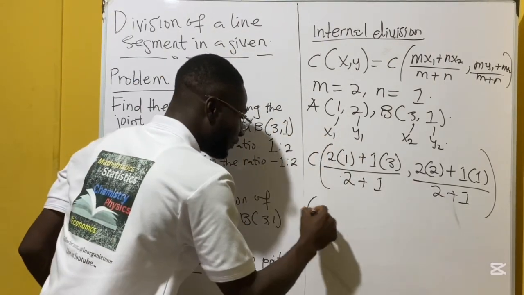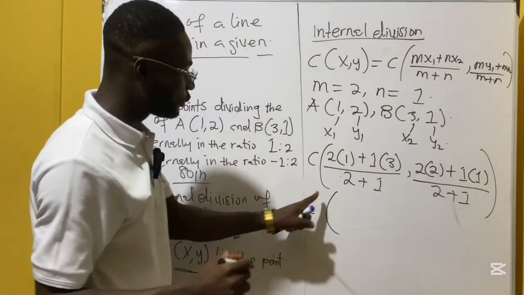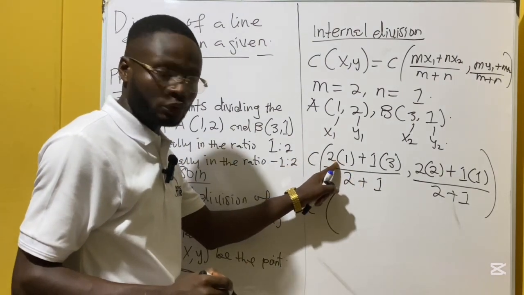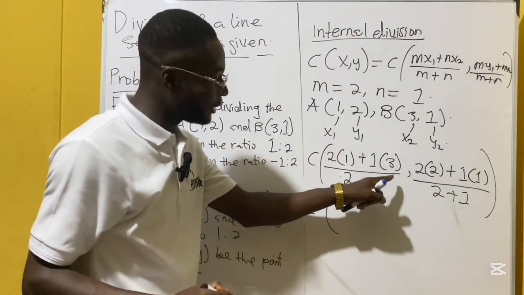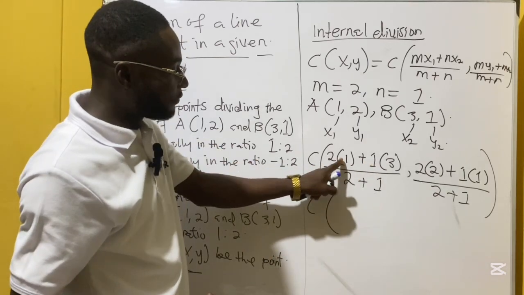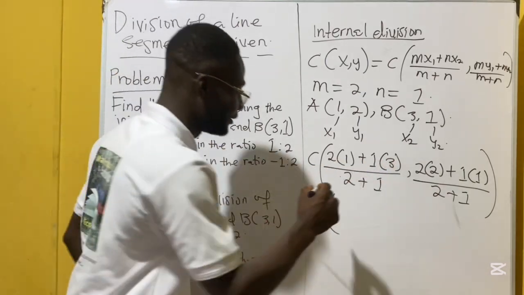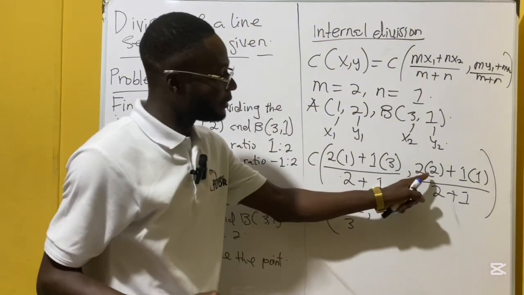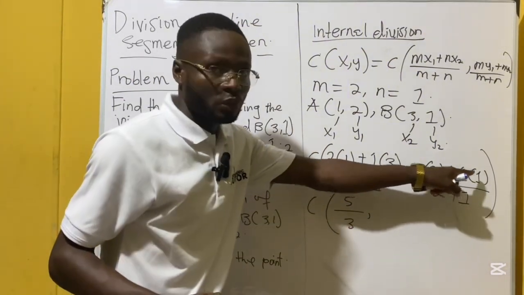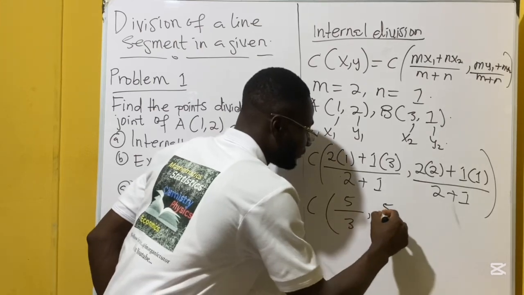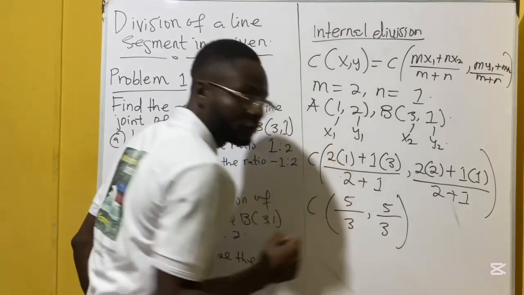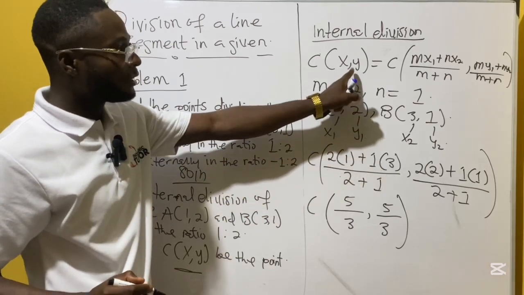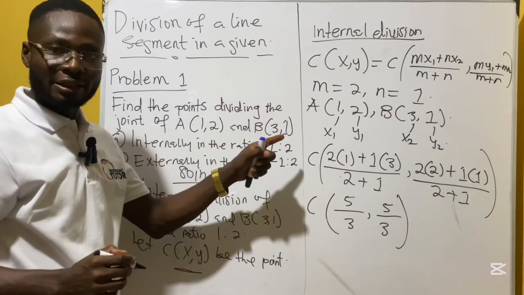So we have our coordinate of C to be 2 plus 1. 2 into 1 is 2, plus 1 into 3 is 3. So we have 2 plus 3, and that is 5 over 3. And this is 4 plus 1, which is 5 over 3. So this is the coordinate for C that divides AB internally.